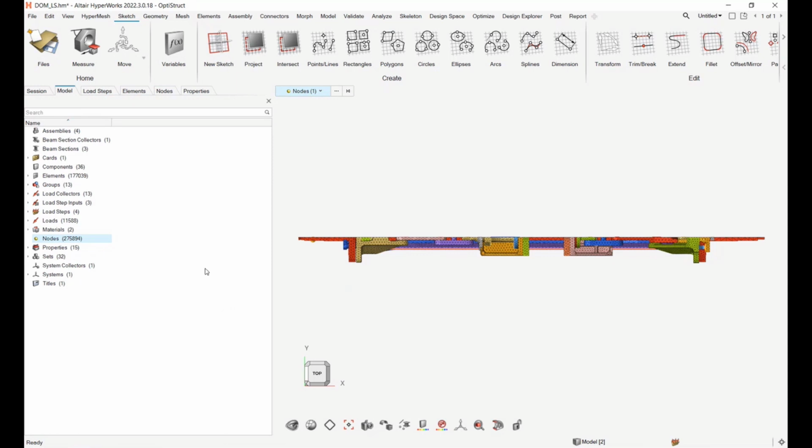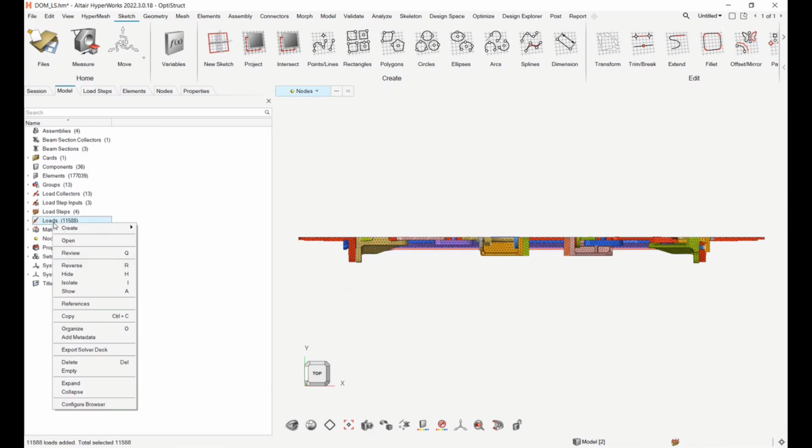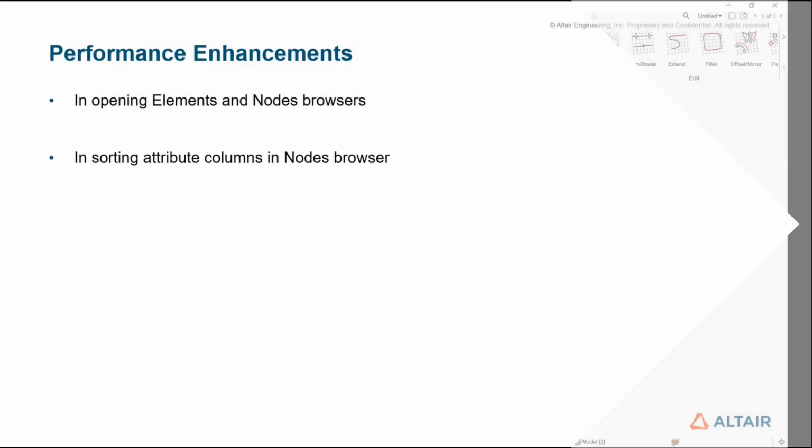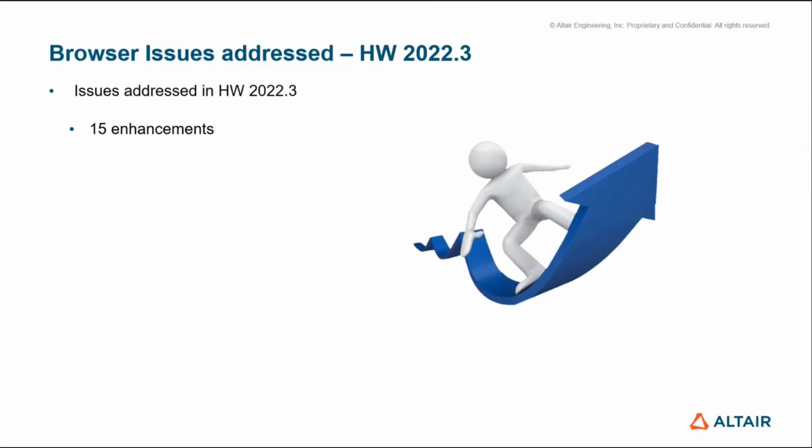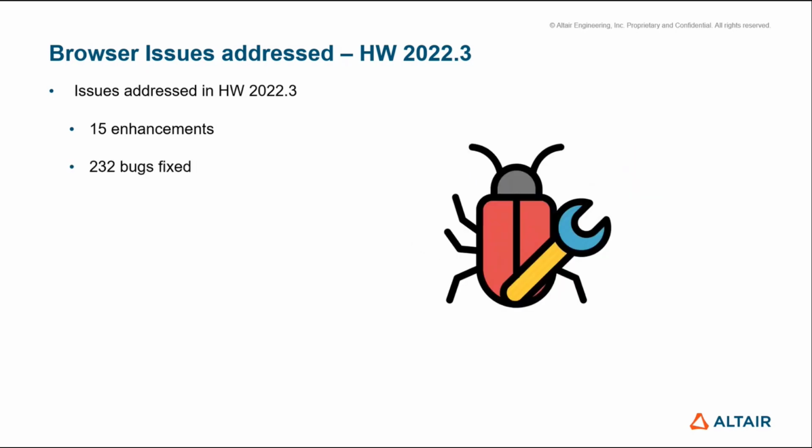The sorting is going to be really quick. And the last one is if you have a huge number of loads in the model, right-clicking on that to bring up the context menus used to take a lot of time, and now that's been enhanced to post the context menus quickly. So overall, just for the .3 version, just for browsers, there are around 15 enhancements and more than 230 bug fixes done in this particular release.